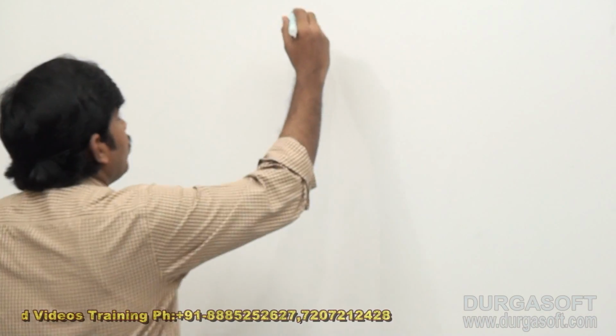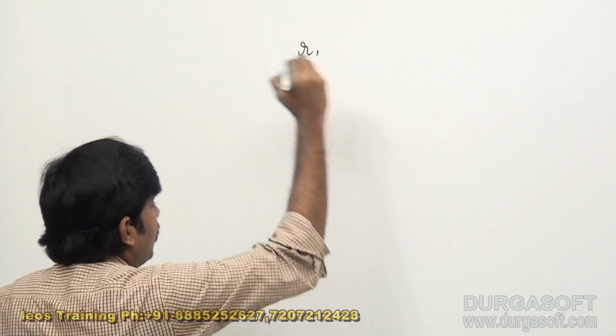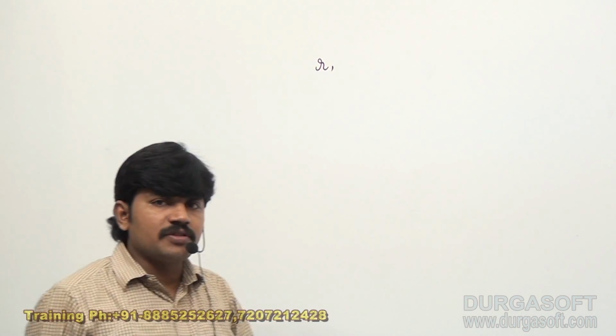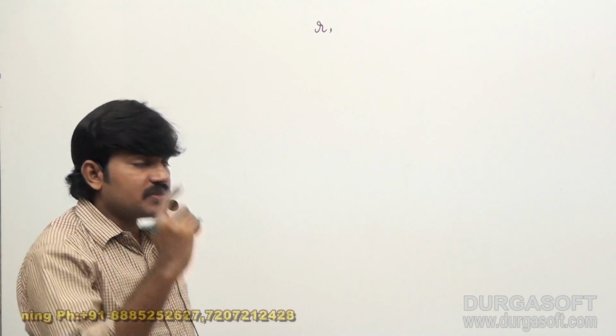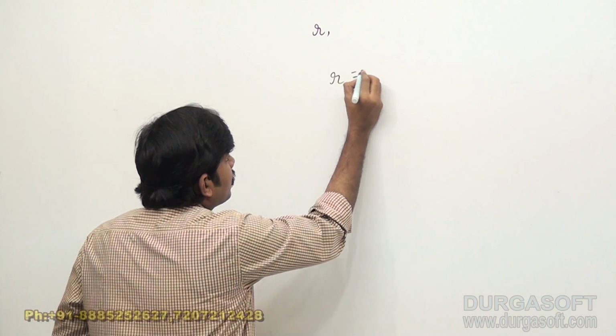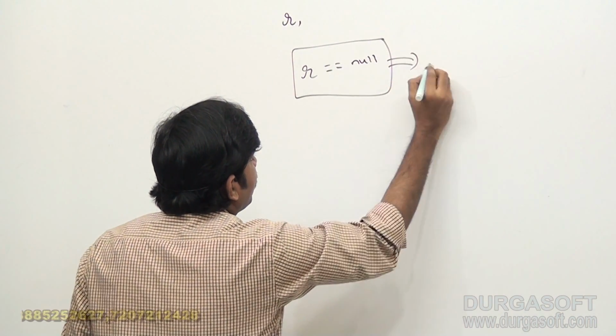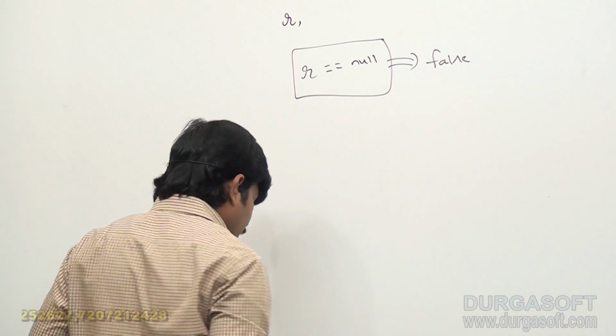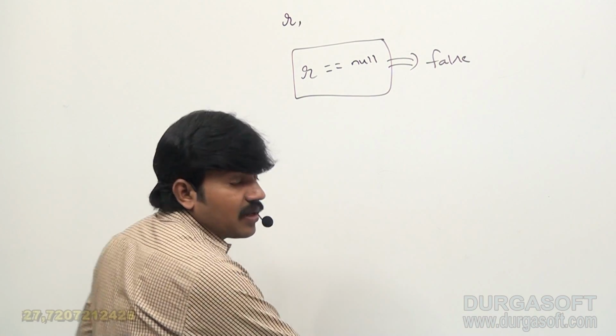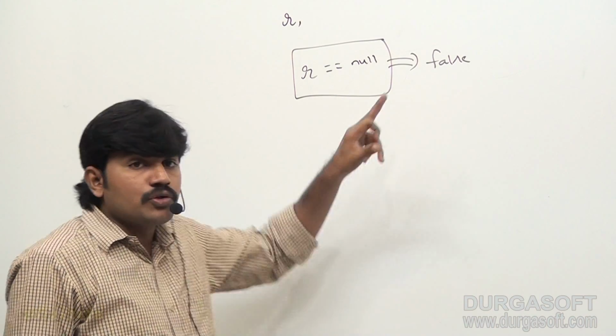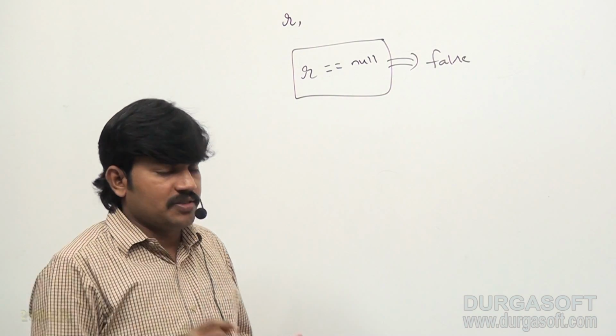Suppose I use the double equal operator with null, what is the behavior? You people should be aware. Very simple, sir. For any object reference R, you can take any object reference R, R double equal to null, the result is always false, sir. Are you getting it? For any object reference R, R double equal to null, the result is always false.